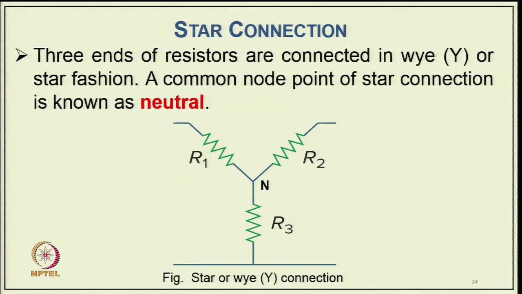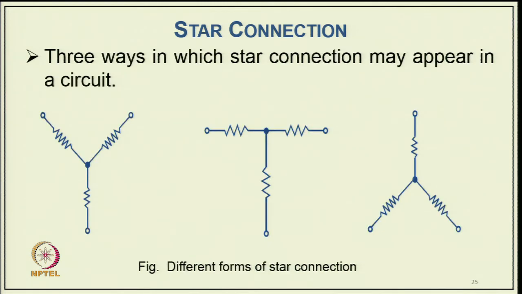A common node point of star connection is known as the neutral, as the end point shown here, and this end point has a specific purpose as a neutral connection, providing an additional terminal for a single phase load or for measurement corresponding to the phase voltage or phase quantity. So, there are 3 ways in which a star connection may appear in a circuit. You have first a Y connection, then a T connection, or an inverted Y connection. So, these are the 3 ways we present this star connected network of 3 resistors.